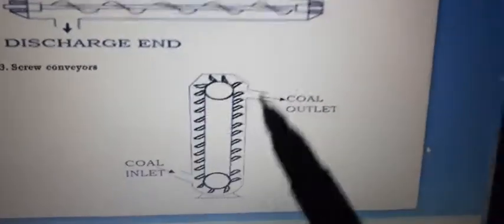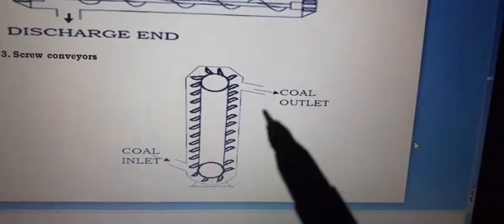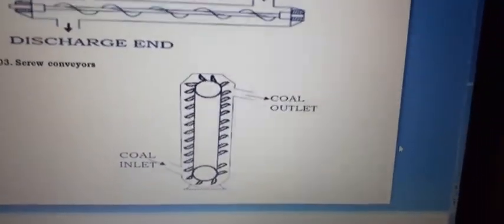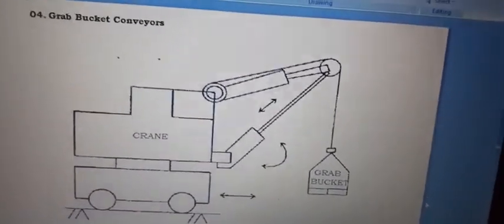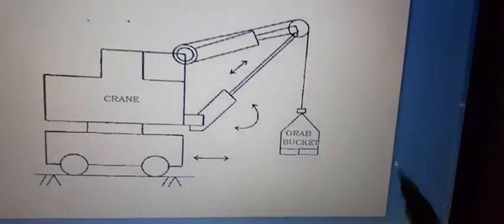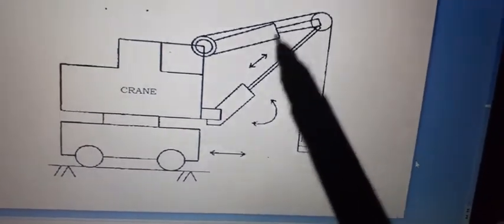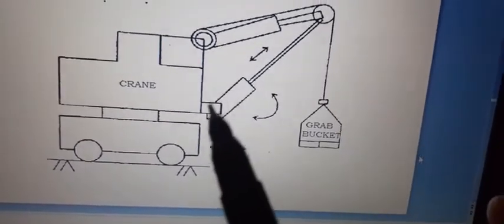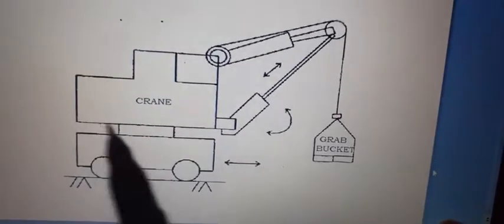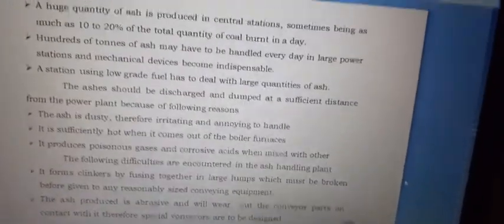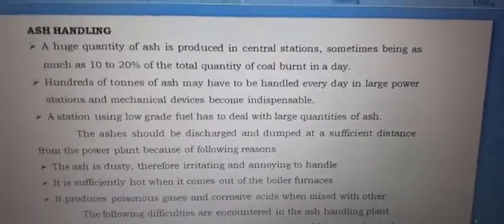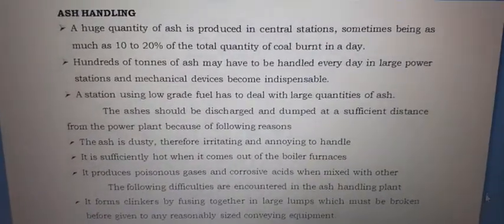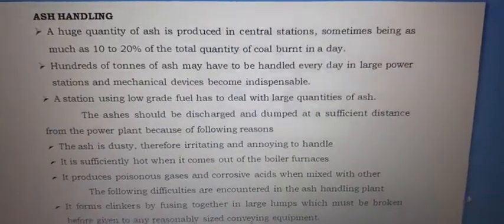And screw conveyors: this is the inlet end and this is the discharge end. You can see the coal inlet and coal outlet here. Then grab bucket conveyors: you can grab the coal and it is fed, and the crane carries or transfers it.